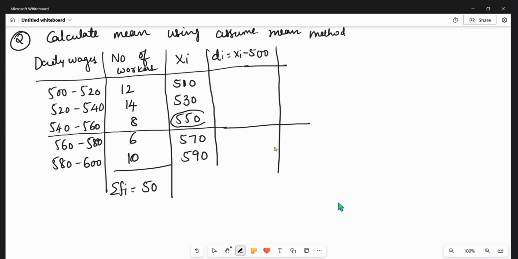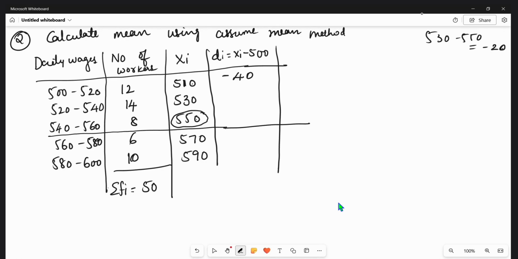So 550 we have taken as A. The assumed mean, we always try to take the middle one. If there are 6, you can take any two. Any one has a value. Now we will do di, that is equal to xi minus A. That is 510 minus 550. How much will we get? Minus 40. When we do the subtraction of one plus and other minus, put the sign of the bigger number. So it will be minus 40. Next, 530 minus 550. It will be minus 20.